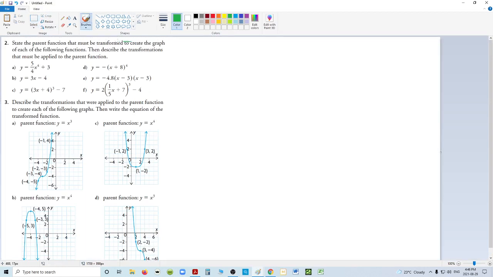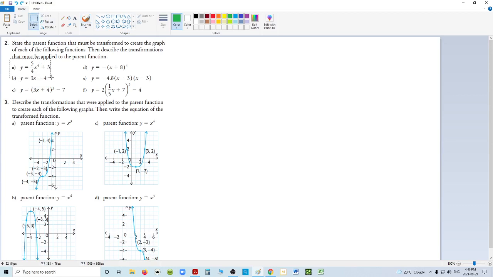That must be transformed to create the graph in the following things, then describe the transformation that must be applied to the parent graph. Well, this is a quartic, this is a line, this is a cubic, this is a quartic, this, when I expand it, is a parabola, and this is a cubic. Just keep in mind that that's not properly translated. This you would have to put in proper terms to see the translation. It's just the same thing squared. That's not properly translated, and everything else is fine.